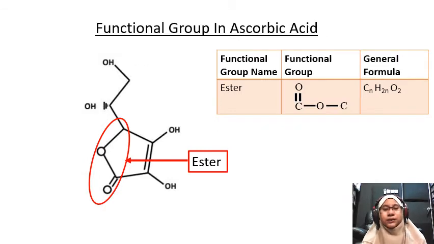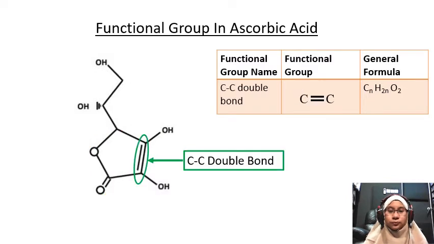The first functional group in ascorbic acid is ester. As you can see, the little box I put there, this is a structure that makes up ester. Moving on, the second functional group in ascorbic acid is the carbon-carbon double bond.